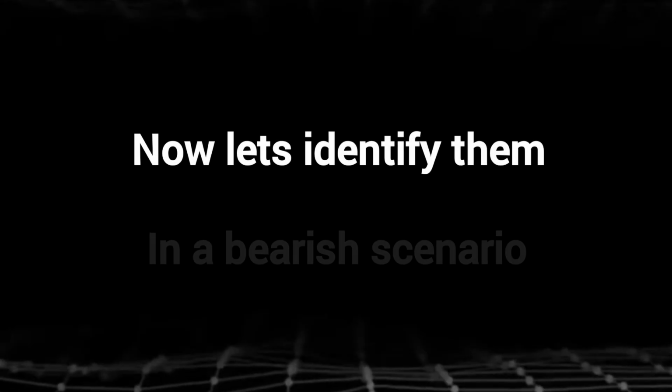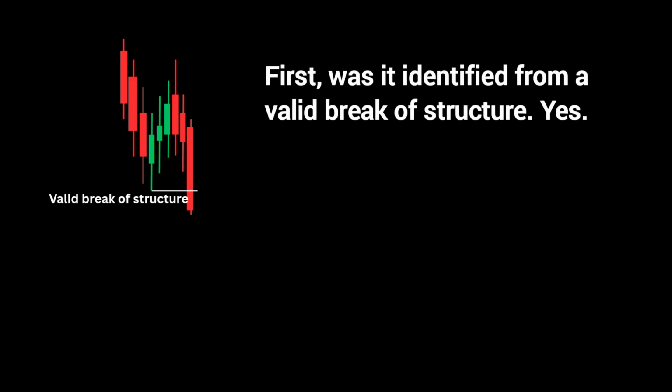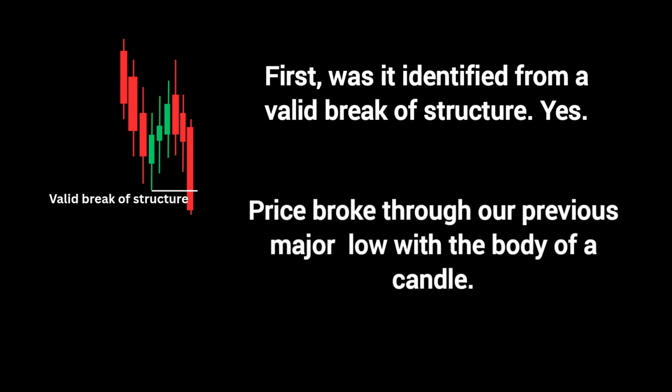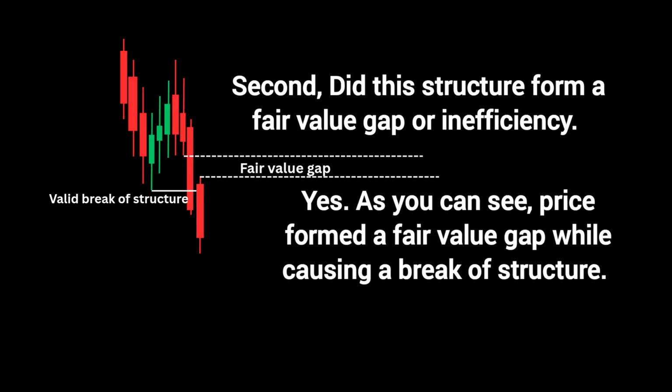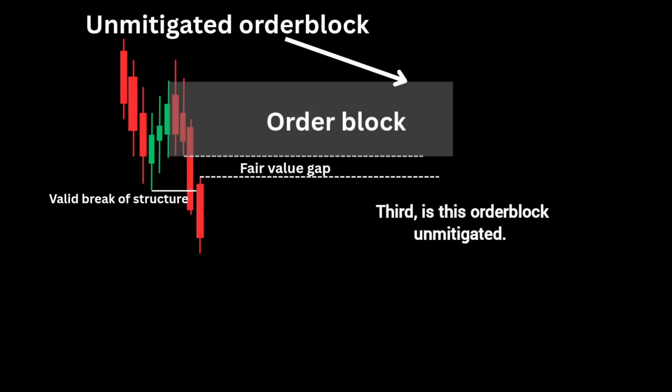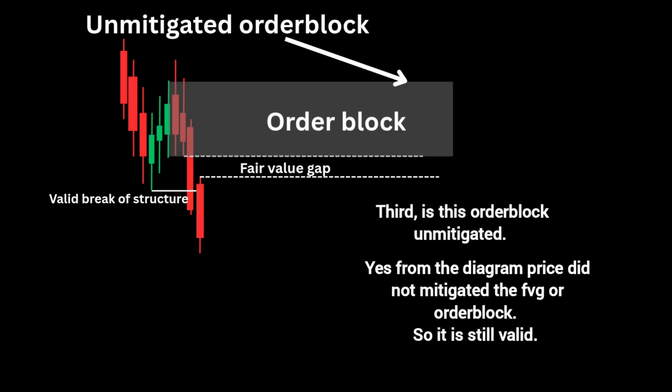Now let's identify them in a bearish scenario. We will start with the first structure to know if it follows our rules. First, was it identified from a valid break of structure? Yes. Price broke through our previous major low with the body of a candle. Second, did this structure form a fair value gap or inefficiency? Yes. As you can see, price formed a fair value gap while causing a break of structure. Third, is this order block unmitigated? Yes, from the diagram price did not mitigate the FVG or order block. So it is still valid.